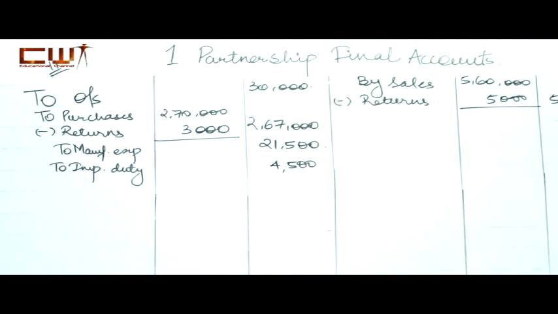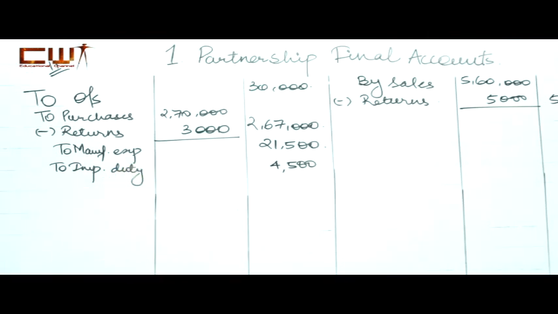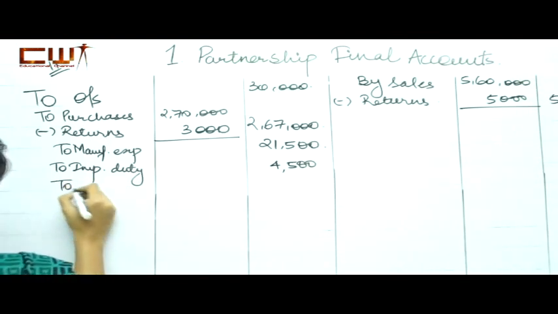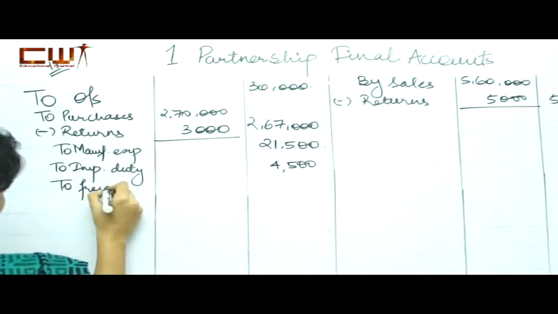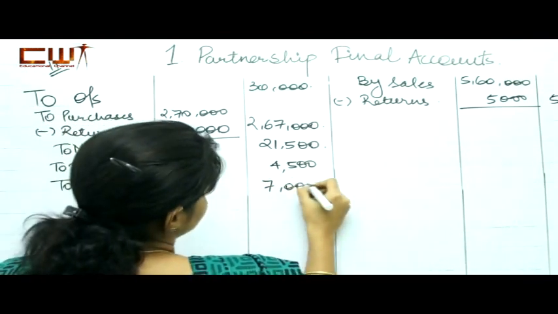Land and building, furniture, fixtures, freight. Freight is given to you. If it is freight inward, it will come here. Freight outward will come in P&L. If nothing is mentioned, if it's just written freight, it will be treated as freight inward and it will be written in trading account. So freight is given 7,000.